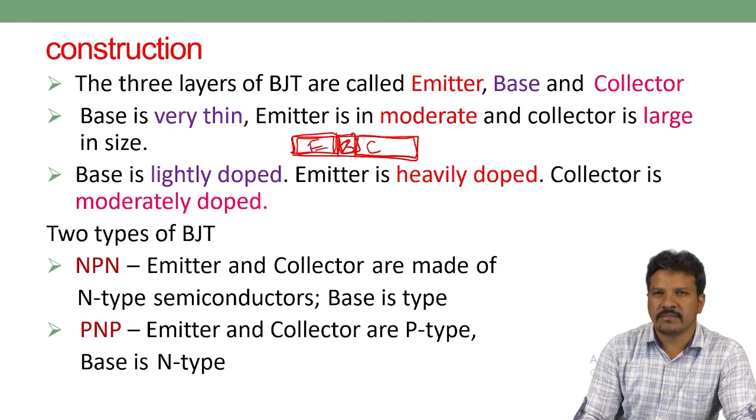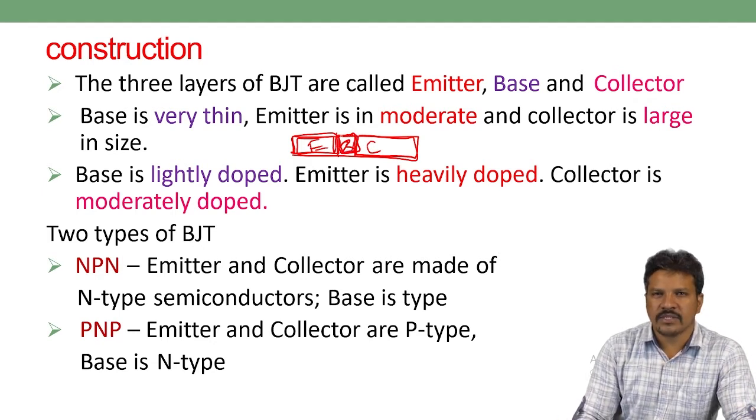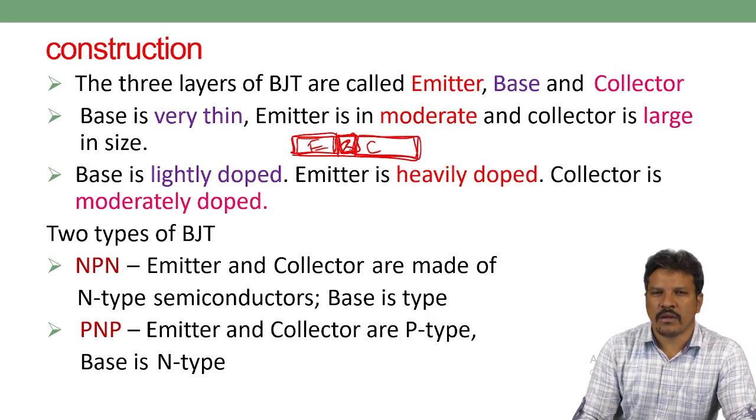The emitter is moderate in size because it emits a large number of charge carriers, and the base is very thin because the carriers are transported from emitter to collector by passing through this thin area. When the area is very large, it fails at amplification. And the collector is very large in size so that when a large number of carriers come from the emitter through the base, the collector can collect all the charge carriers coming from the emitter.